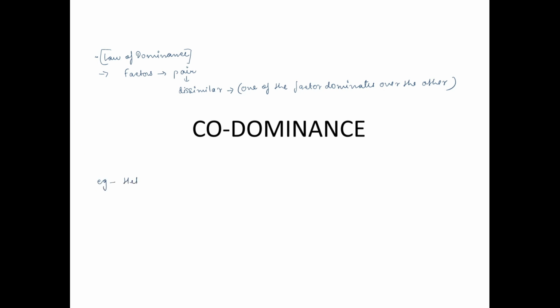Now for example, if we talk about a heterozygous tall plant, so its genotype will be capital T and small t. So here capital T factor is dominant while the small t factor is recessive. I hope this is clear.